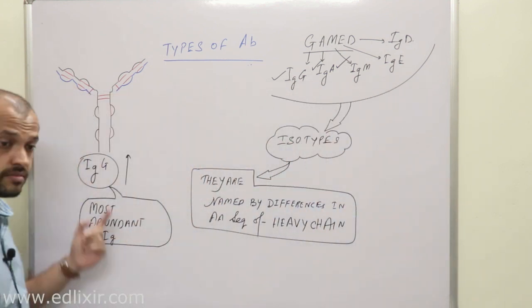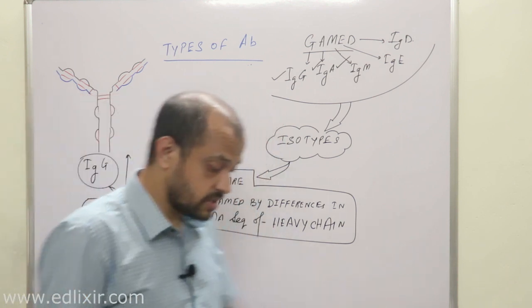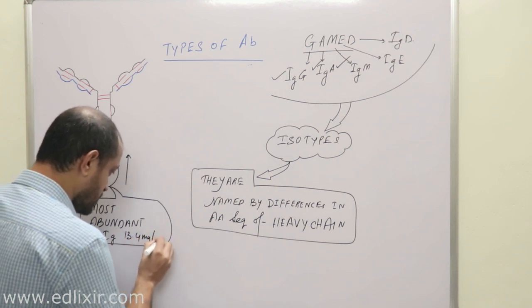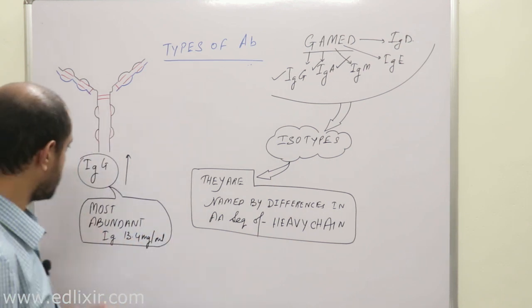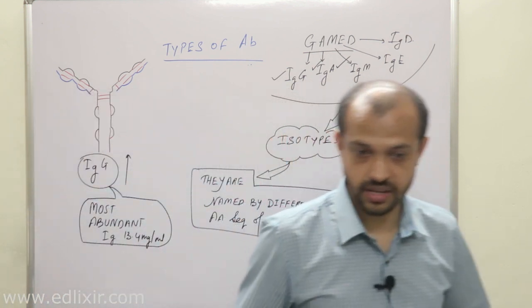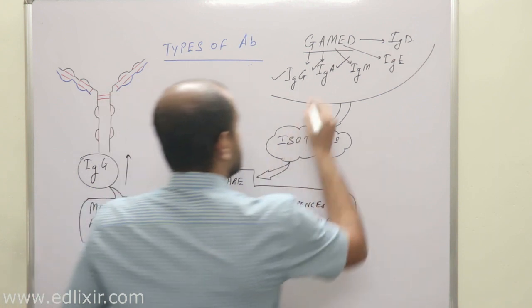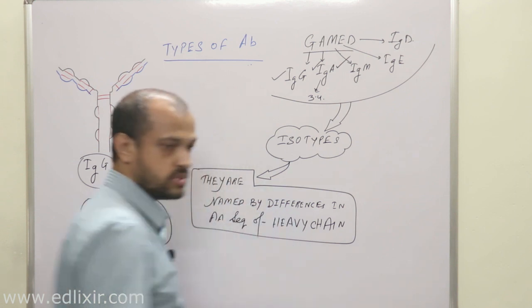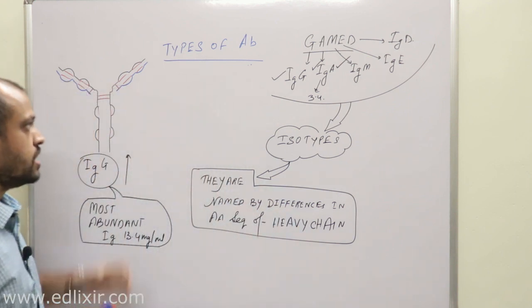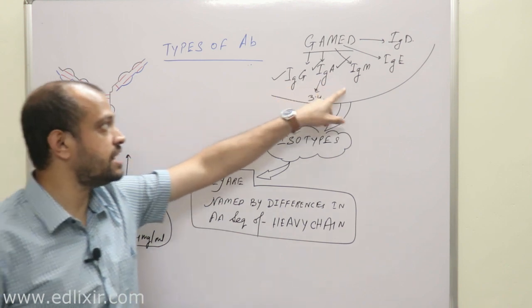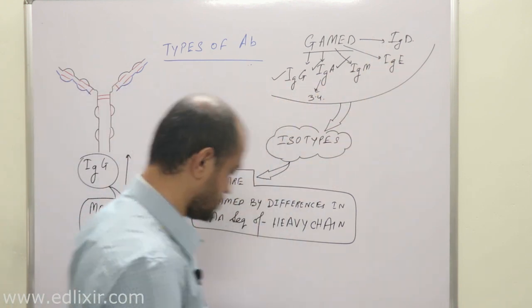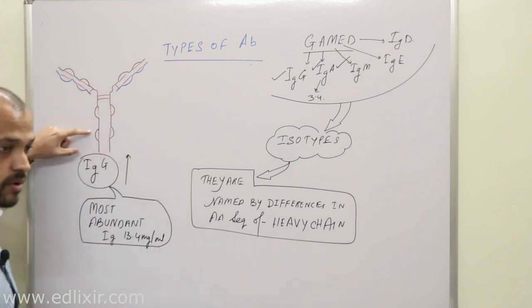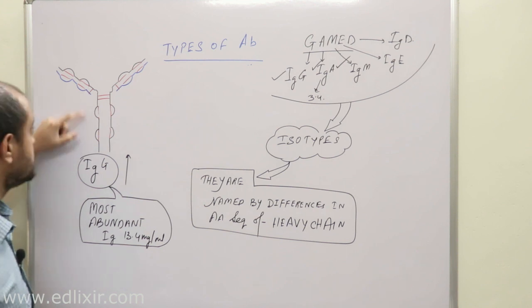Why is it the most abundant Ig? Because in serum it is present at almost 13.4 milligram per ml. So this is the concentration of IgG in serum, which is the highest. After that, the concentration of IgA is higher, which is around 3.4 mg per ml. Now listen with all your attention. How do you distinguish between IgG, IgA, IgM, IgE and IgD? There are subtle differences in the heavy chains of these antibodies.